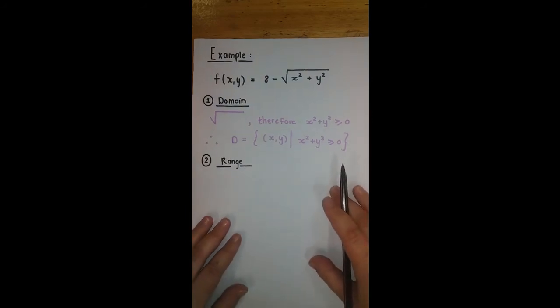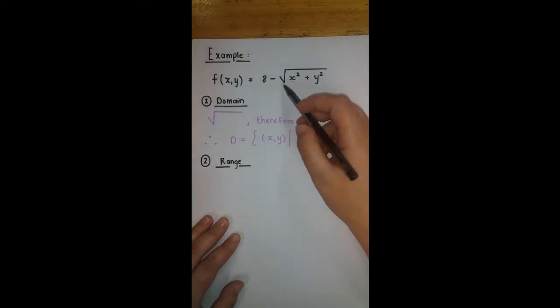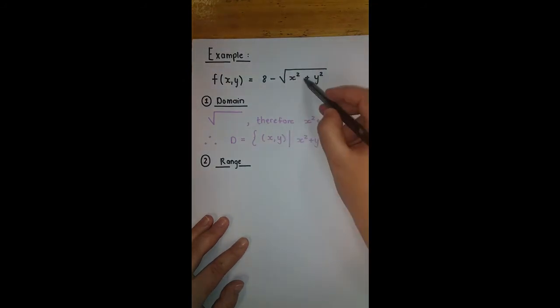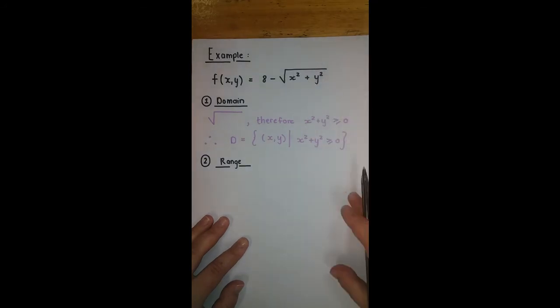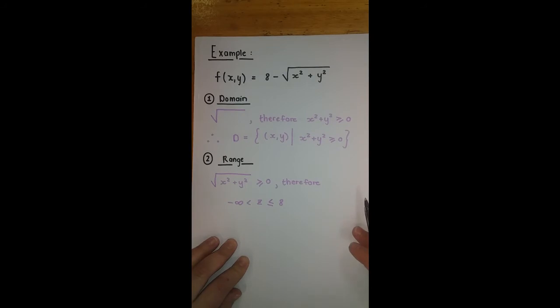Now for the range, we once again have to analyze the function that we've been given. So as per the previous equation, we know that the biggest value that this function could be is 8 when x and y is 0. And for any other variables of x and y, it would be less than 8. Therefore, we know that z is greater than negative infinity and smaller or equal to 8.